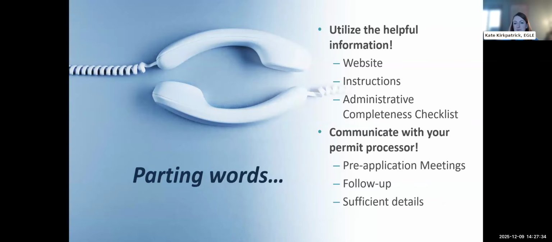So hopefully, I was able to provide some clarification and good information on specific issues or questions with the JPA. I'm sure there's plenty more questions, but I do want to acknowledge and recognize that there are going to be complicated files and situations that don't fit the JPA perfectly. But in those situations, communication with Eagle, communication with your local district permit processor is really key. So definitely reach out with questions, take advantage of the pre-application meetings, provide follow-up, provide clear details, and Eagle will strive to provide good communication to you all as well.